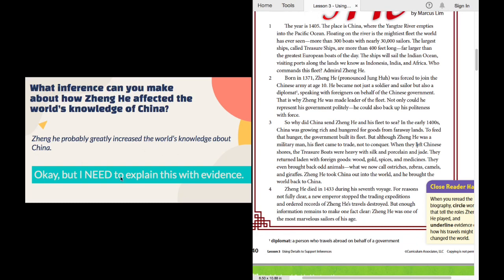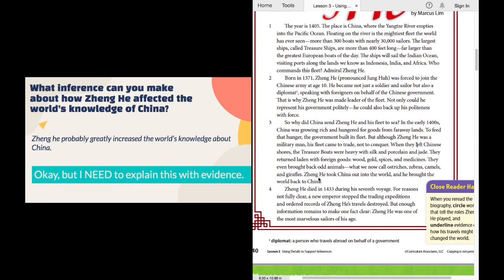And that's my inference. But I need to make sure that I explain this with evidence, right? So I need to go back to the text and explain it in a way that's concise and put together. So I'm going to go and find my evidence. So I talked about how his fleet came to trade, not to conquer, and he took China out into the world and he brought the world back to China. This is kind of overall what I said.